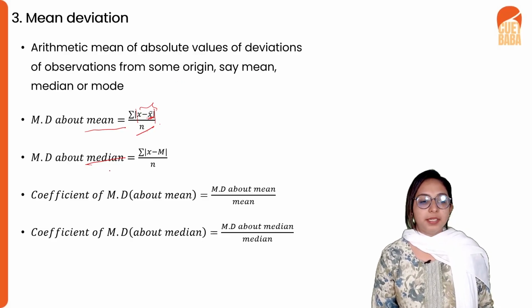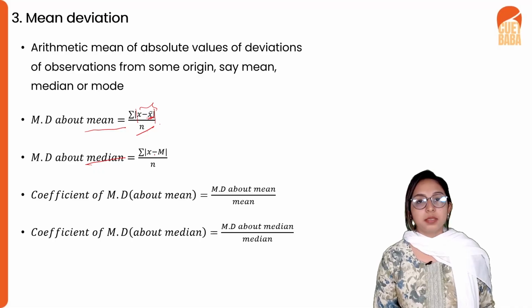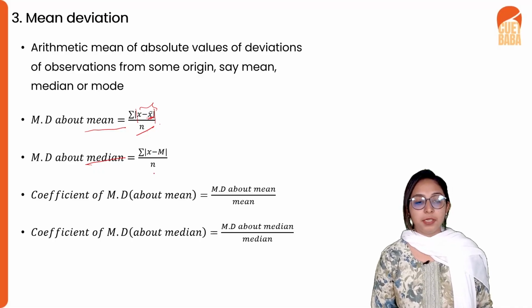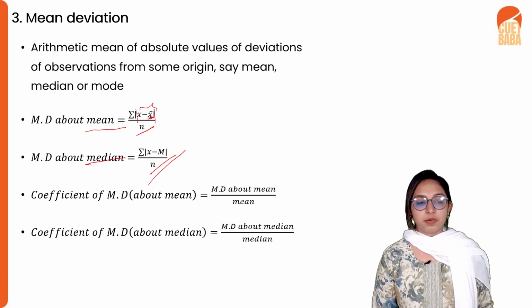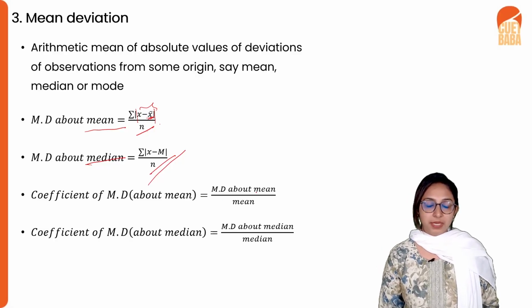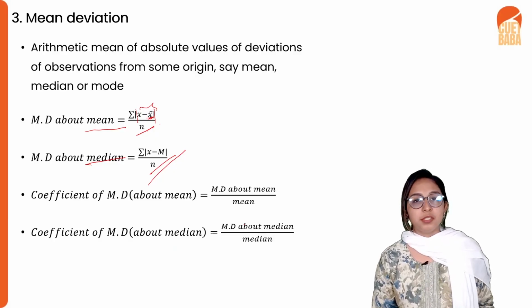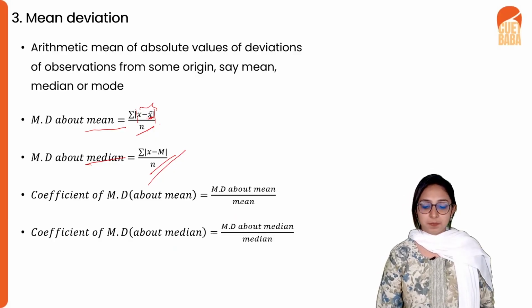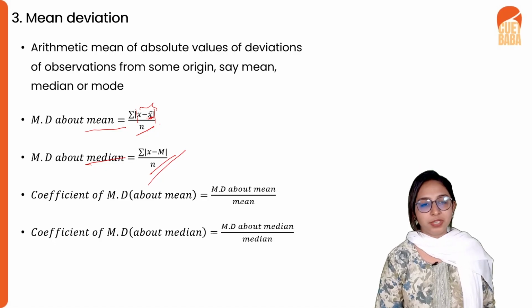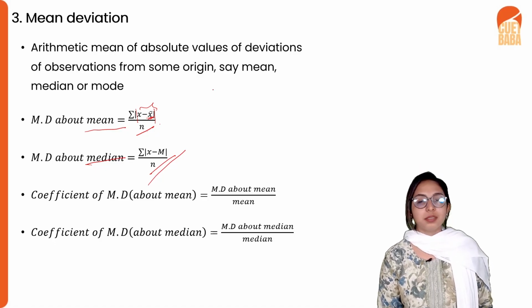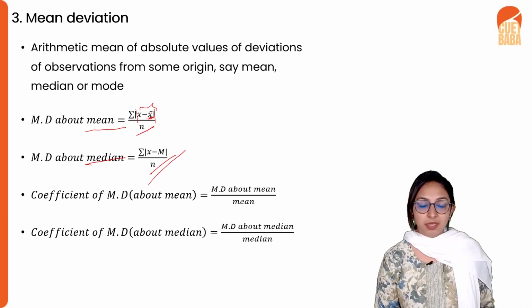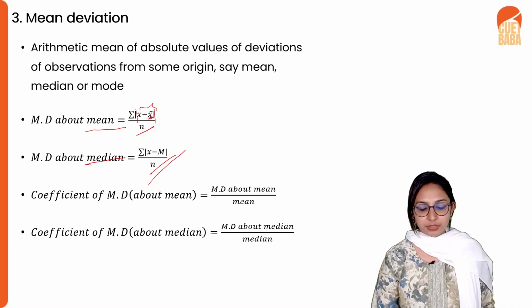And for the median, we are considering the deviation of the variables from the median and dividing by the total number of observations. The coefficient of mean deviation about the mean is the mean deviation about the mean divided by the mean. Similarly, for the median, it is the mean deviation about the median divided by the median. These are very simple topics. We just have to see simple examples and study the equations.